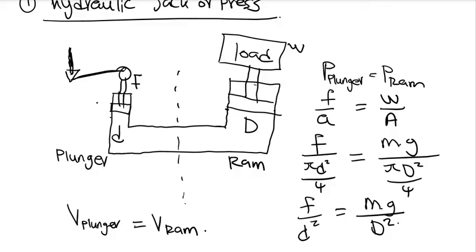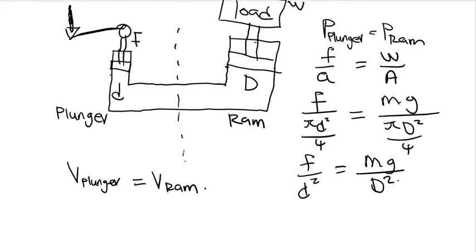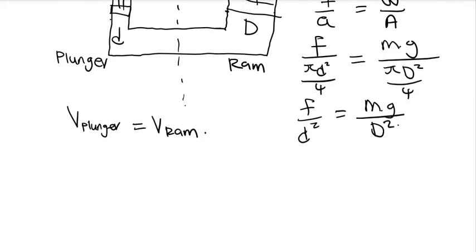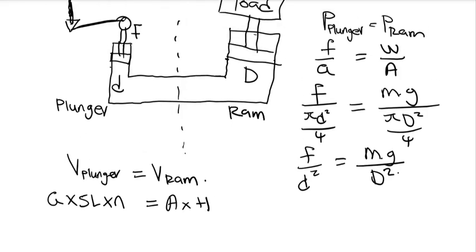So if we are pumping here, we are simply pressurizing the liquid inside the system to lift up the load. That's why we say the volume displaced by the plunger equals the volume displaced by the ram. Now we know area of the plunger times stroke length times number of pumping strokes equals area of the ram multiplied by the height it will move.